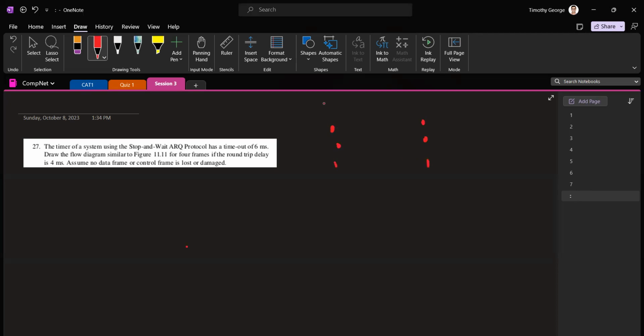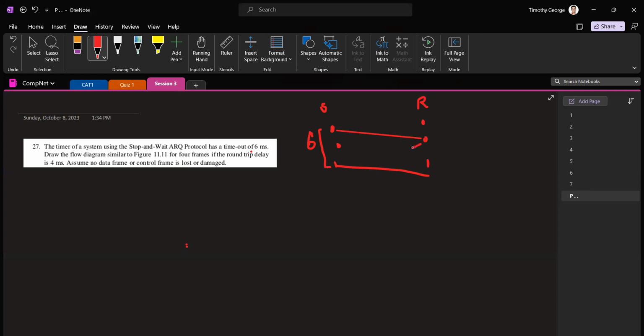so let's say this is the sender and this is the receiver, right? And what happens is the sender will send something to the receiver, right? And then there's a timer. So let's say the timeout is 6. So after 6 seconds, if it doesn't get an acknowledgement, it will send it again. So let's say the distance between these two is 6. So this is basically how you would draw stop and wait.